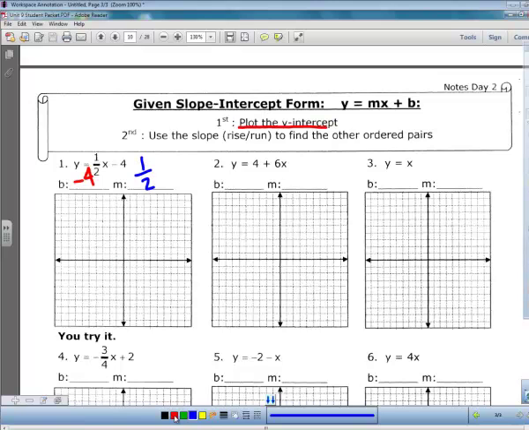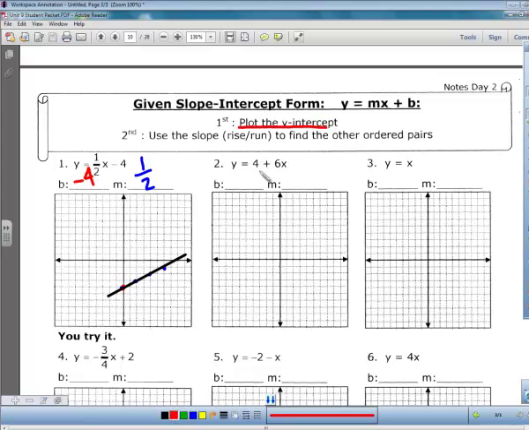So I'm going to go down to my y-intercept being -4. 1, 2, 3, 4. I'm going to plot that point. And then I'm going to use my rise over run to plot the other points. So I rise 1 and I run 2. And then I rise 1 and I run 2. Rise 1, run 2. So I kind of have an idea of what that line is going to look like. And it will be something along these lines. This right here. Okay, we're going to go ahead and move on to number 2.